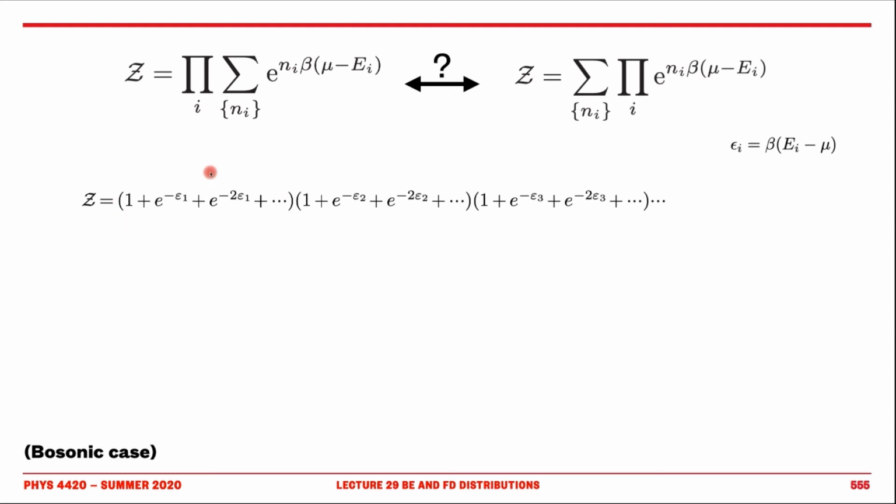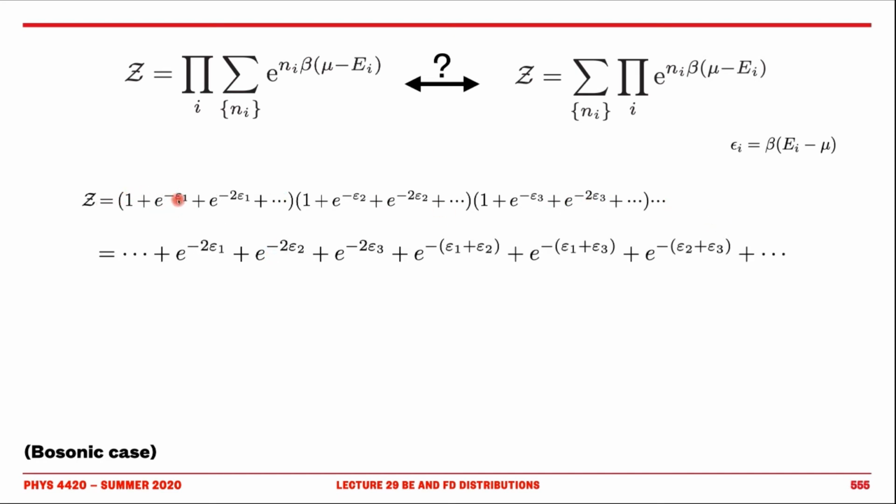So all these sums are done over all the possible occupations, and because it's a boson, the occupations are 0, 1, 2, and so on and so forth for each of them. Now, we can actually explicitly develop this, and we are going to get a term like 1, e to the minus epsilon 1, e to the minus 2 epsilon 1, and so on and so forth, in the whole sum. So what I invite you to do is to pause the screencast now and convince yourself of what terms you have here on the second line.